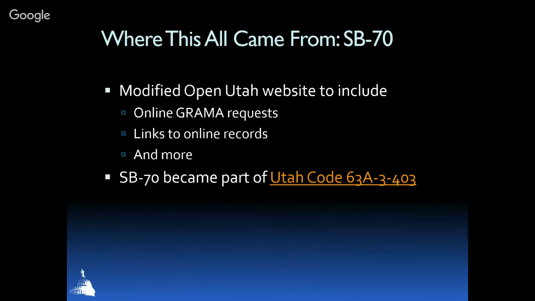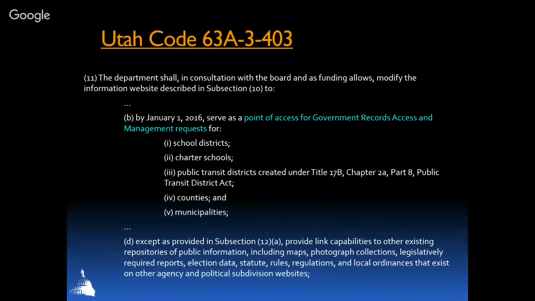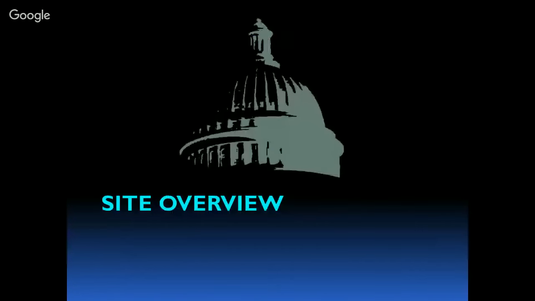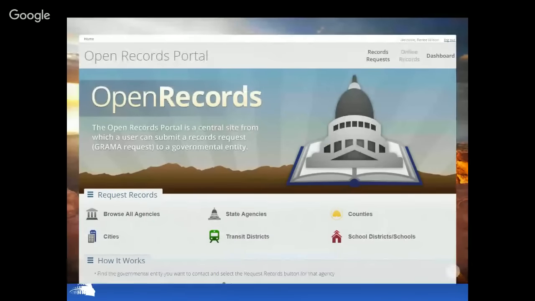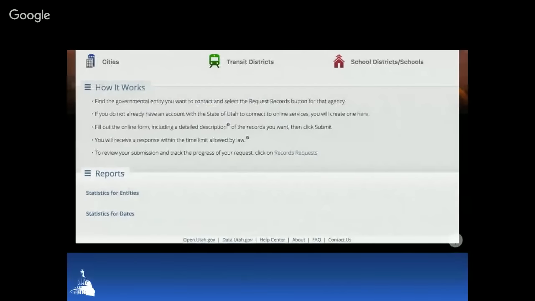which is kind of the point of the Open Records portal. All right, so let me give you a brief overview of the site. The address is openrecords.utah.gov. This is what it looks like right now. Let me show you just a couple of things that I would like you to know about.